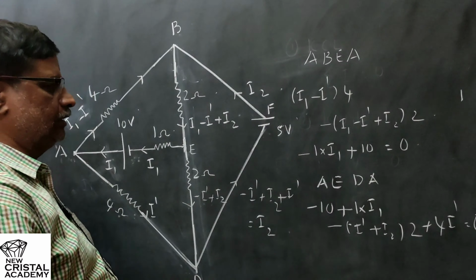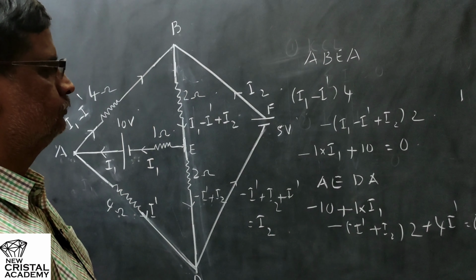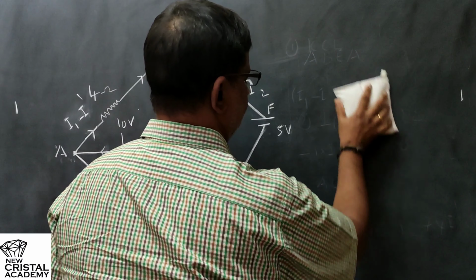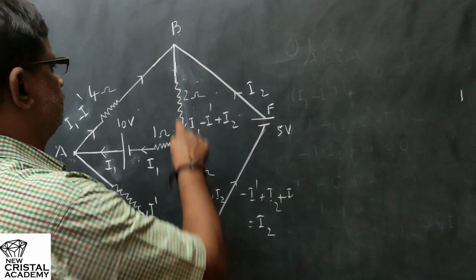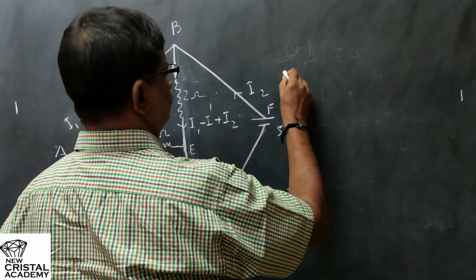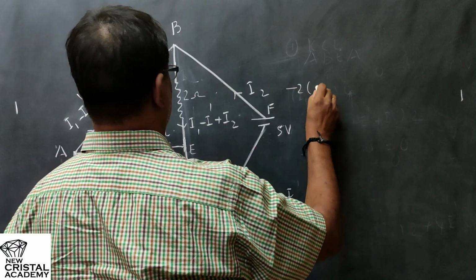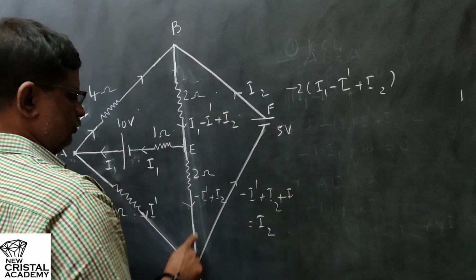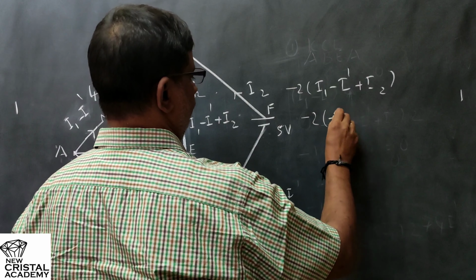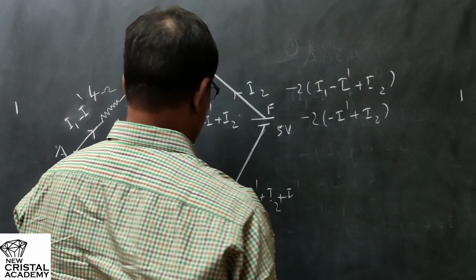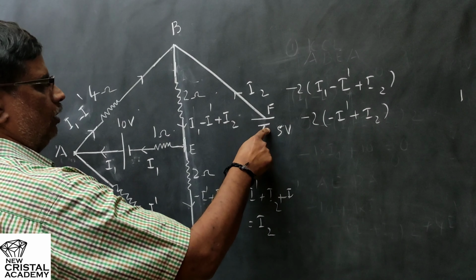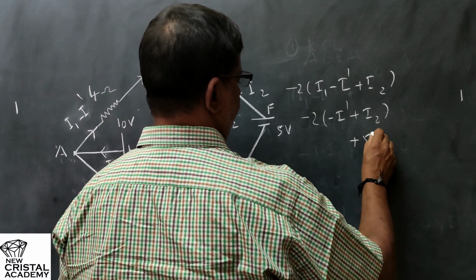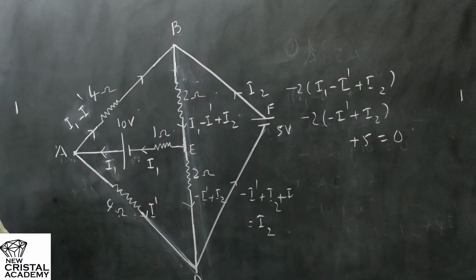BEDF. I will write the final equation for the loop BEDF. So I shall rub it off. And for the final loop BEDF, first travel from B to E, in the same direction of the current flow. So what we write is minus 2 into (I1 minus I dash plus I2). Then through the 2 ohm resistor, minus 2 into (minus I dash plus I2), and finally there is no resistor here. All you have to do is to travel through the cell from the negative to the positive. EMF is positive, plus 5 equal to 0. So that is your third equation.